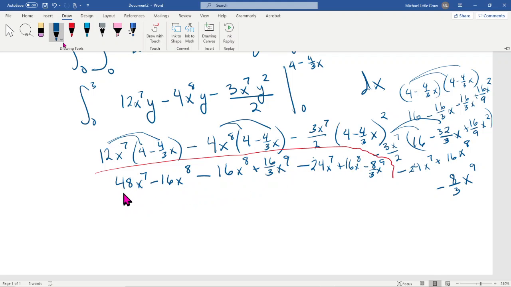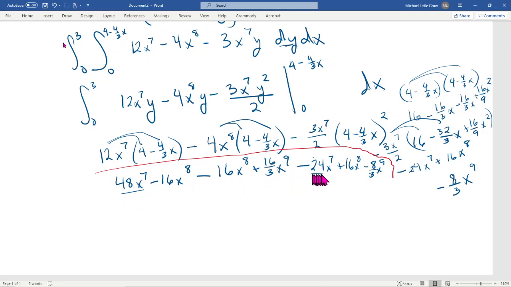Okay, so now we got to group like terms. We got an x to the 7th here and here. 48 minus 24 is going to be 24x to the 7th. We have an x to the 8th here, here, and here. So plus 16 and a minus 16 cancel out there. So we have a minus 16 x to the 8th. As far as x to the 9th, and nice they already have a common denominator, we have a plus 16 and minus 8, so that's going to be a plus 8/3 x to the 9th.